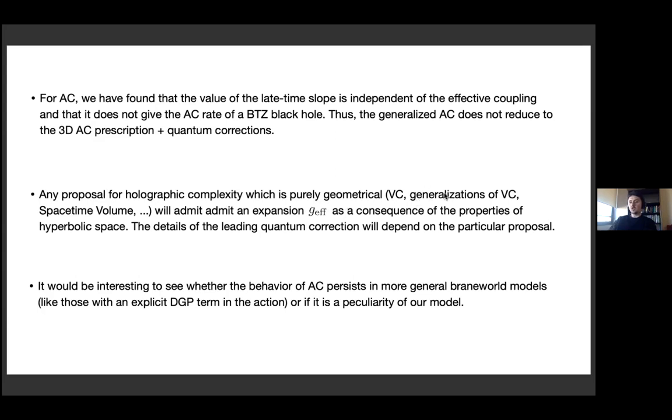Like, for instance, if you change the notion of volume complexity by a different generalization, like you're extremizing over a different functional, then the leading quantum correction will be there, and you will have a complexity associated to the quantum fields at leading order. Yeah.